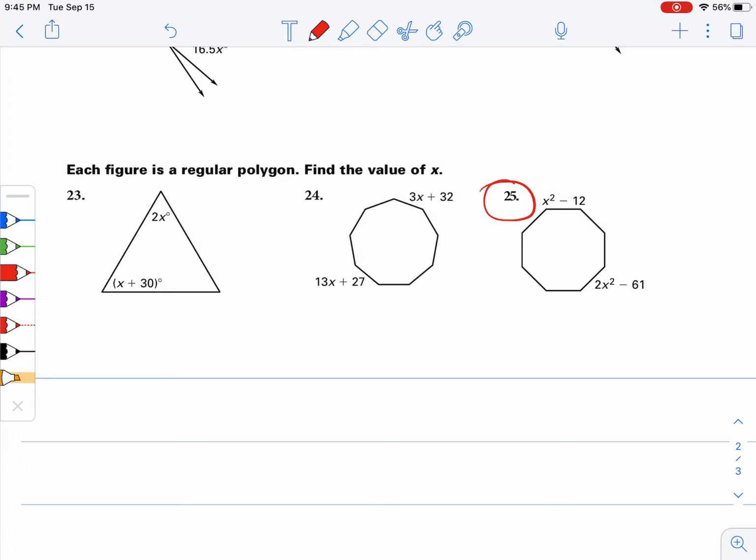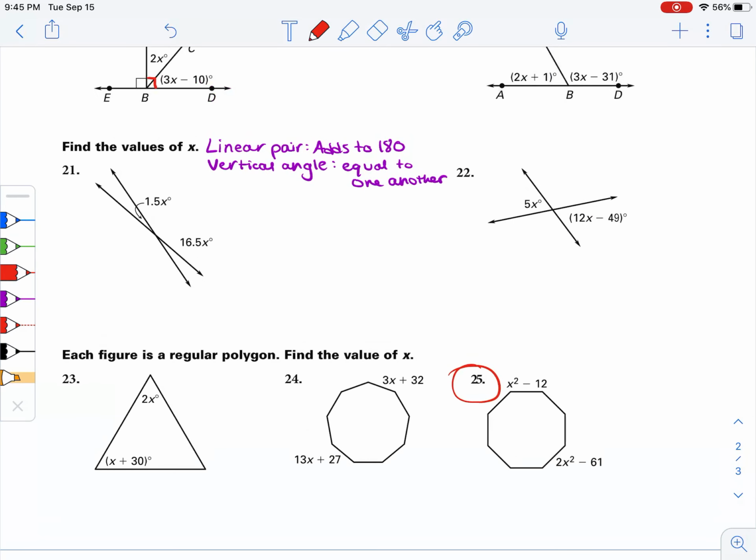Okay, so give this a shot. If you have any questions, let me know. This is going to be more time consuming. It's important that you show your work because it's a little trickier.